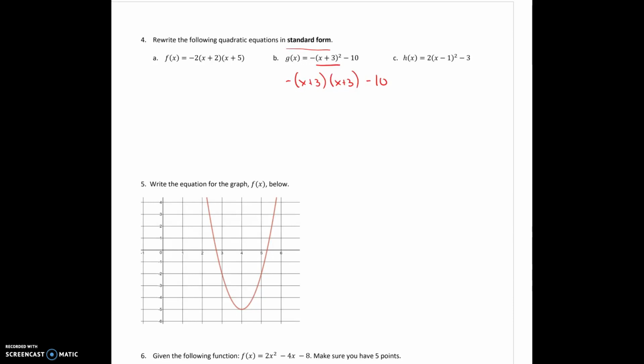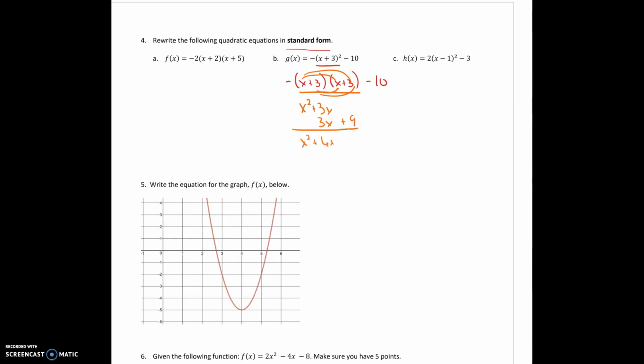So I always start with the parentheses. So x is going to go visit first. And I'm going to get x squared plus 3x. And then the 3 is going to visit, and I get 3x plus 9. So when I add these up, I get x squared plus 6x plus 9. And now I'm going to bring the other neighbor into it. And now the negative can go visit everything. And I'm going to get negative x squared plus negative 6x plus negative 9.